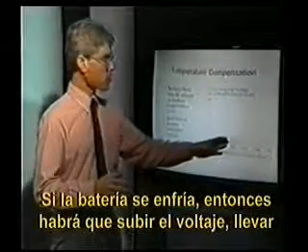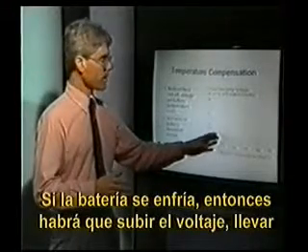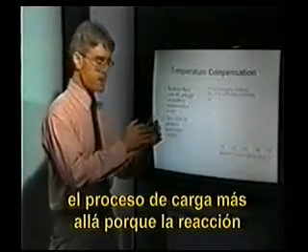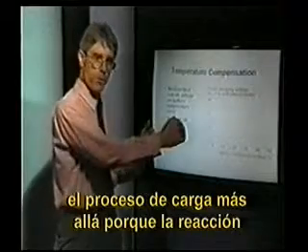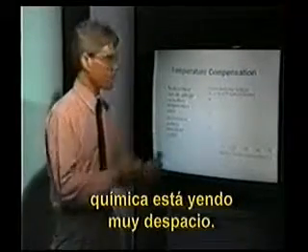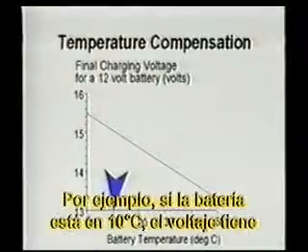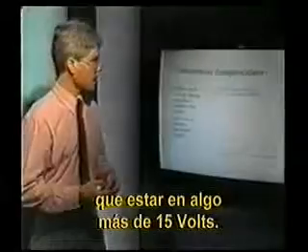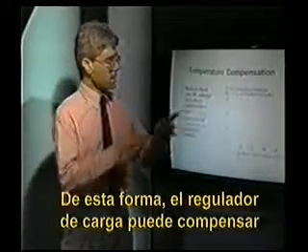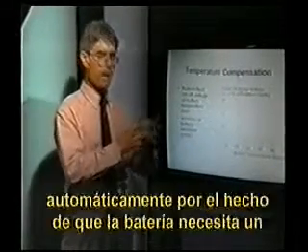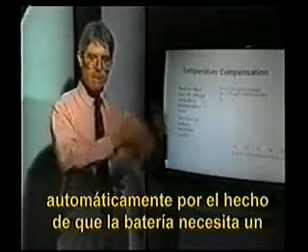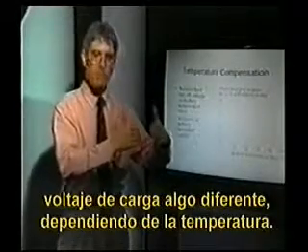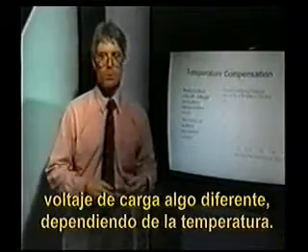If the battery gets cold, then we want that voltage to be increased. We want it to take our charging process further because the chemical reaction is going too slow. For example, if the battery was all the way down to 10 degrees C, we might want our voltage even slightly above 15 volts. In this way, the charge regulator can automatically compensate for the fact that your battery needs a slightly different type of charge voltage depending on temperature.